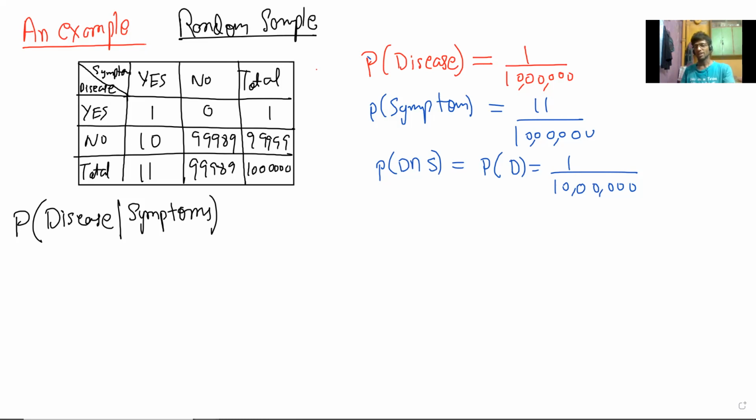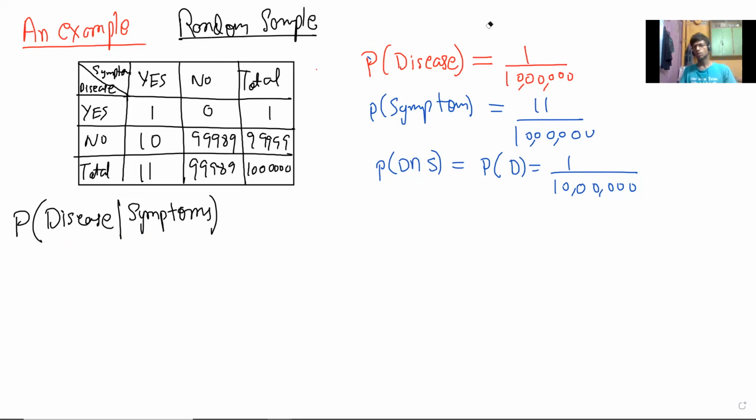Now you should tell me what is not clear. We have to find the probability of someone having the disease given that they have the symptoms. You can see all these probabilities we are getting: probability of the disease, probability of the symptom, and similarly probability of the symptom but not the disease. All the probabilities are given, but in a slightly indirect way. Is it clear now?